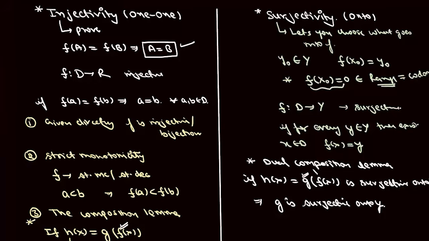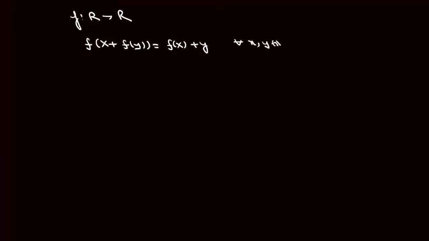Now let us look at it through examples. Suppose we are given this function f, which is defined from R to R, and it says f(x + f(y)) is f(x) + y for all x, y belonging to R. If we substitute x equals 0 in this, we'll get f(f(y)) is f(0) + y for all y belonging to R.